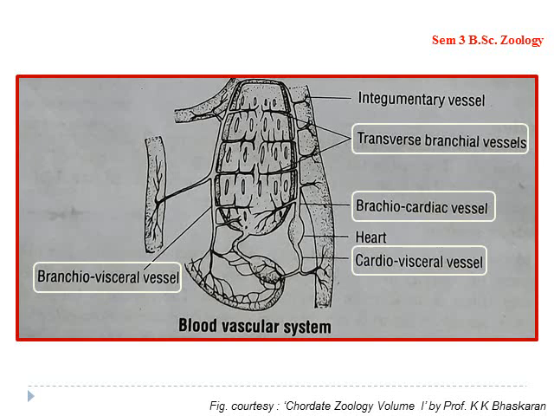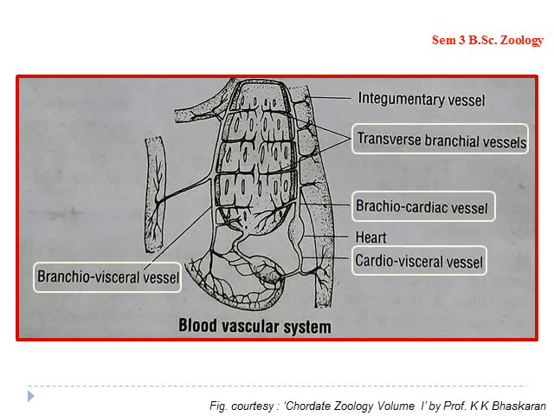Okay, it is brachiocardiac, it is not tracheo. Tracheo has a different meaning. It is brachiocardiac vessel, spelled BRANCHIO. The brachiocardiac vessel is given off towards the anterior end. And simultaneously, another vessel originates from the posterior part of the heart, and that is known as the cardiovisceral vessel. I hope the names are clear. Brachiocardiac and cardiovisceral. The brachiocardiac vessel is otherwise known as the ventral aorta.